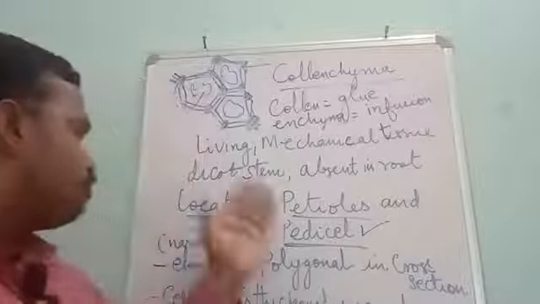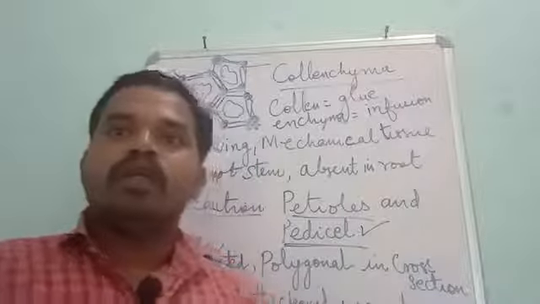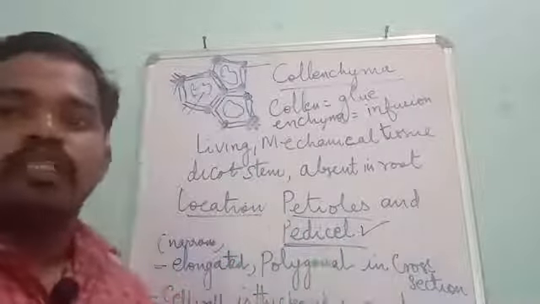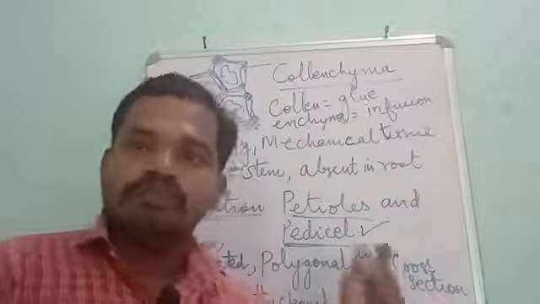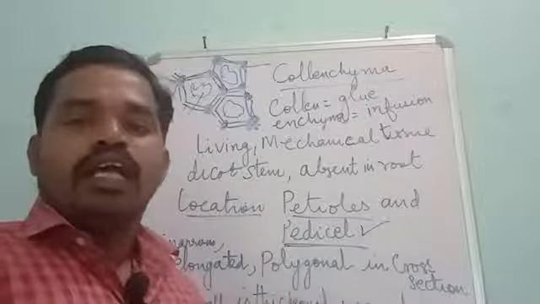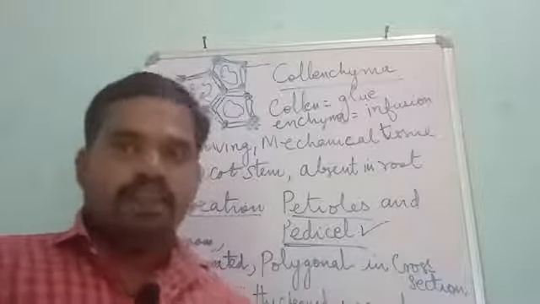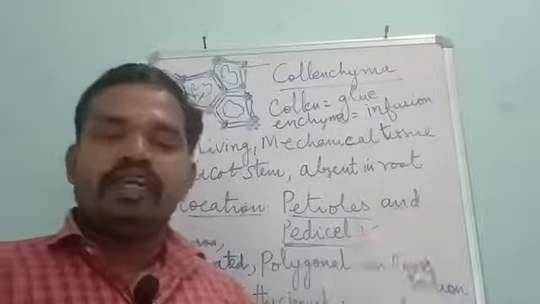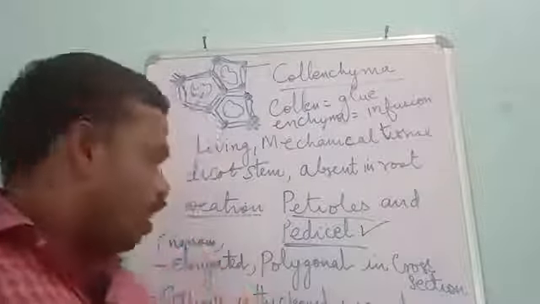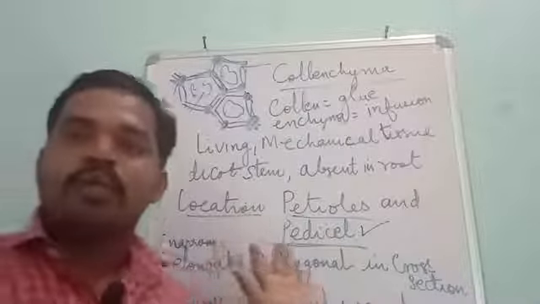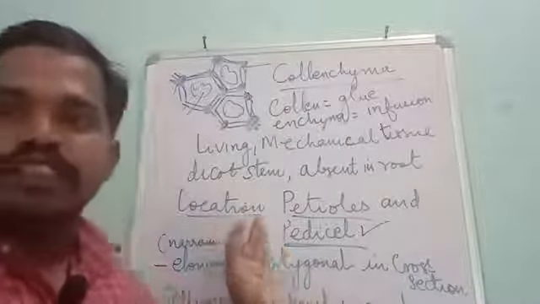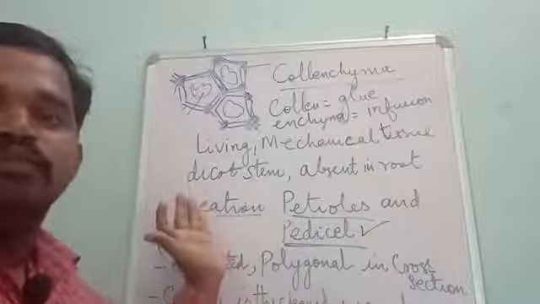So where do we identify this collenchyma generally? It is present in the petiole of the leaf and the pedicel of the flower. The shape may be polygonal in cross section, or oval.